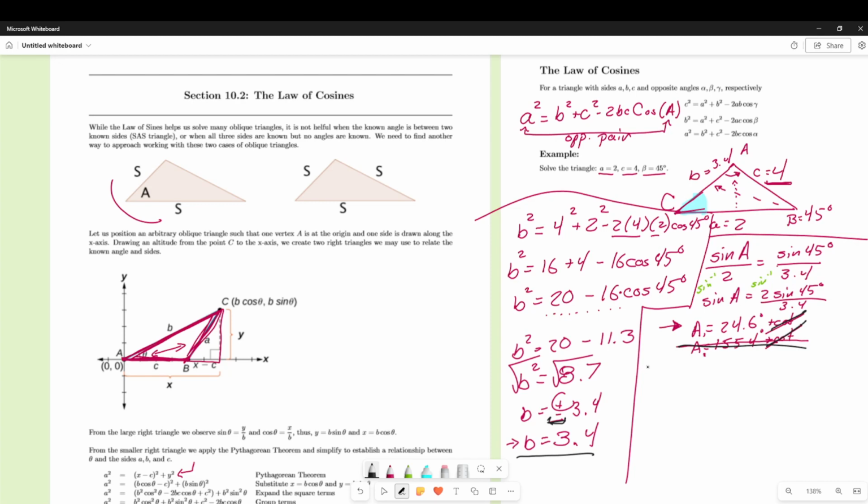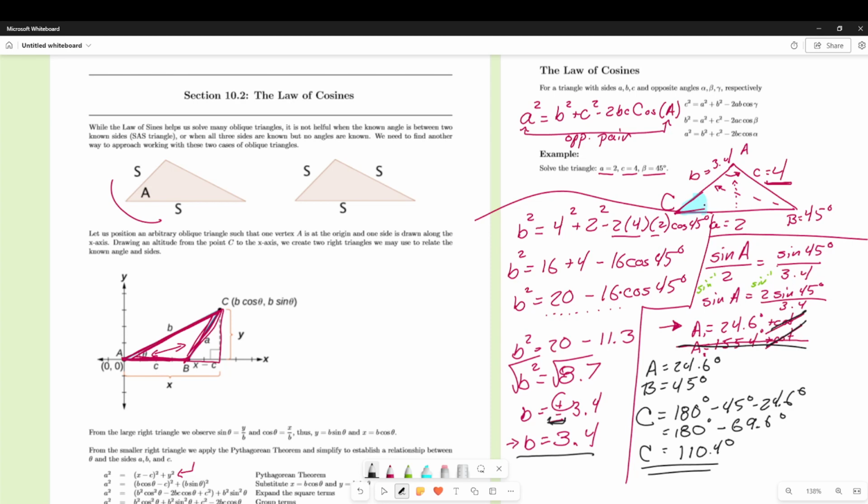ambiguous cases. So we know that angle A is 24.6 degrees. We were given that angle B was 45 degrees. So to find angle C, we can just subtract from 180. There's the 24.6 degrees. So it's 180 degrees minus 69.6 degrees. So was that 110.4 degrees? And notice it is obtuse.